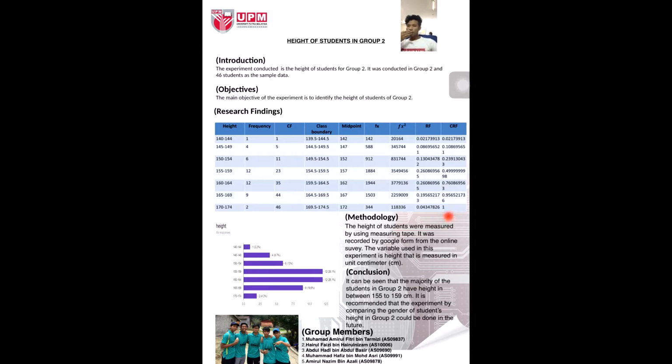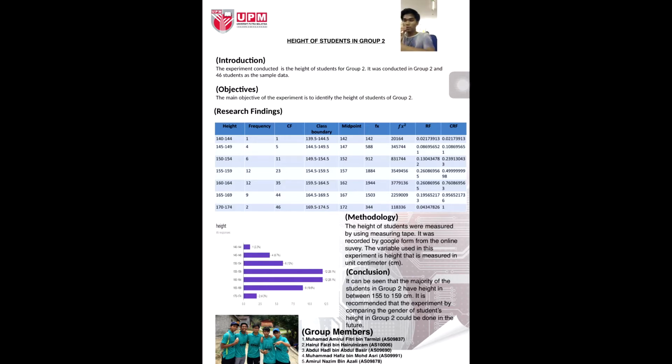So the next is about the graph that we get in the data, which is a normal distribution. The data that we get, the highest height is 155 until 159, and also 160 until 164. The lowest height that we get in this data is 140 until 144.